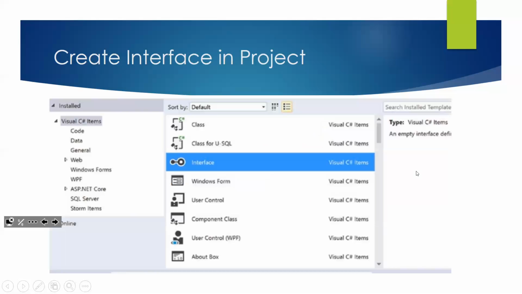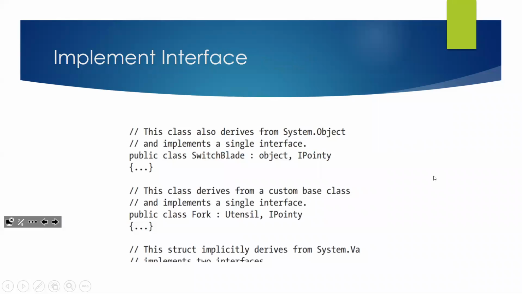So to create an interface, it's just the same as adding anything else to our project. It's an interface. And then here's one they have in the book. They really do a good job in the book of explaining it. And in the book, they have an iPointy interface. So they only implement that interface for utensils that are pointy. So the switchblade implements the iPointy. The fork implements the iPointy interface. If we have a spoon down here, it does not, because it doesn't need to be concerned about whether it's pointy.